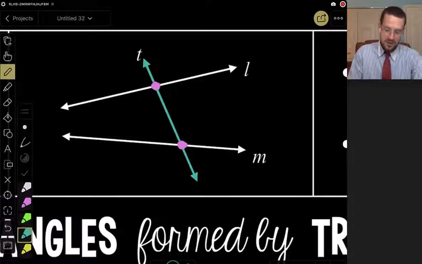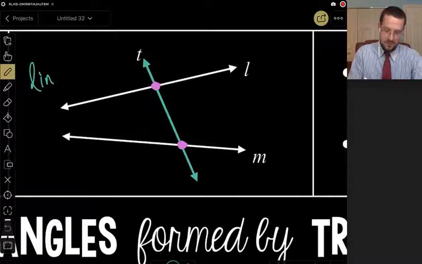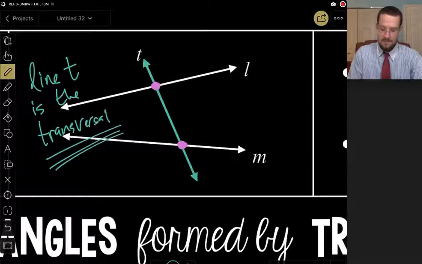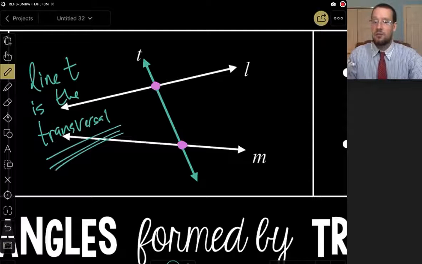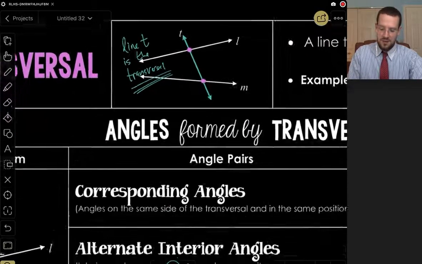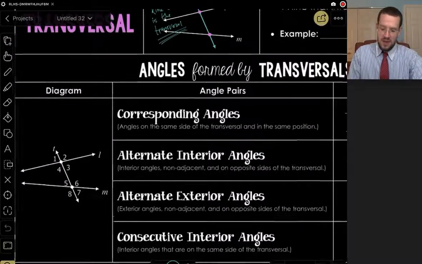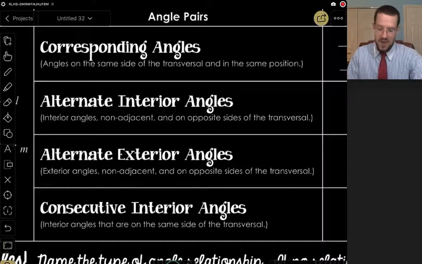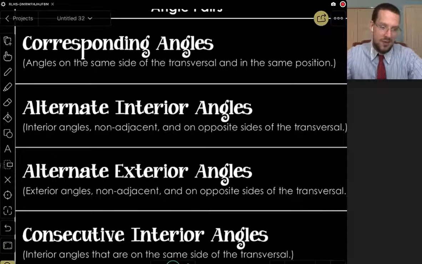So the line T is the transversal. It's going through the other two lines. These lines are on the same plane. They have two clear points of intersection here, highlighted in pink. And what is special about this figure is that we get angles formed by transversals. We have four angle relations here.